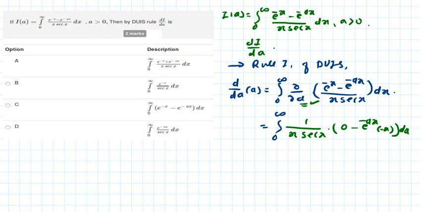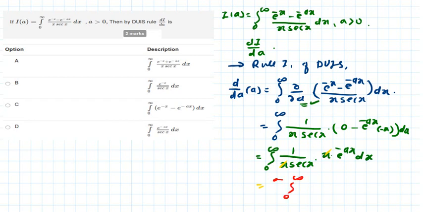If we simplify this, it will be the integration from 0 to infinity of 1 upon x sec x, minus minus will be plus, x into e raised to minus ax dx. Again this x gets cancelled. So finally this is equal to the integration from 0 to infinity of e raised to minus ax upon sec x dx. So this is the value of dI by da. So option B is the right answer.